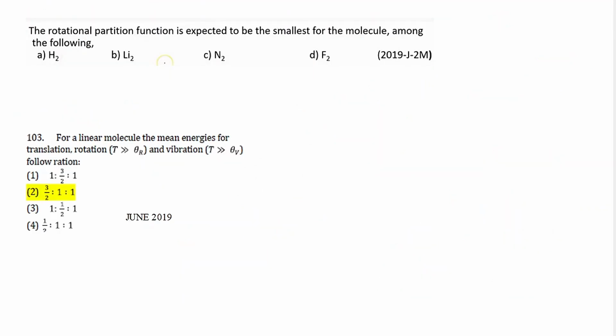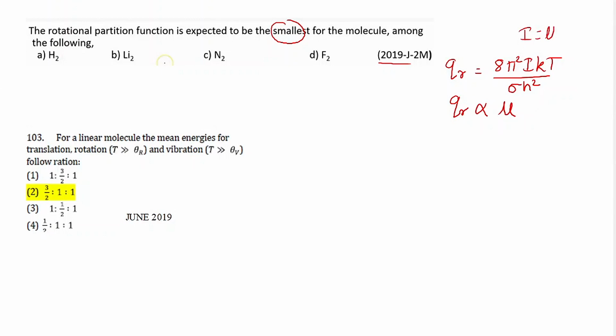Now this numerical was again asked in June 2019, and it says that the rotational partition function is expected to be smallest for which molecule. So smallest it is asked, so the rotational partition function QR, we know it is 8 pi square I kT upon sigma h square, and all are diatomic molecules. Okay, so the rotational partition function will be proportional to the reduced mass. I is the moment of inertia, and we know that I is equal to mu into r square.